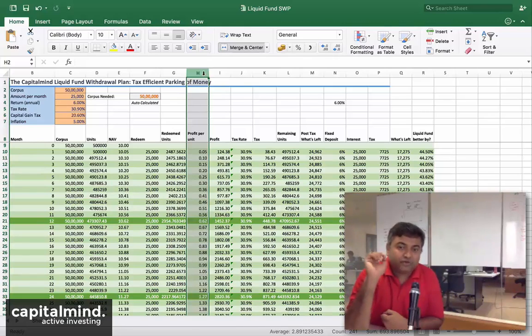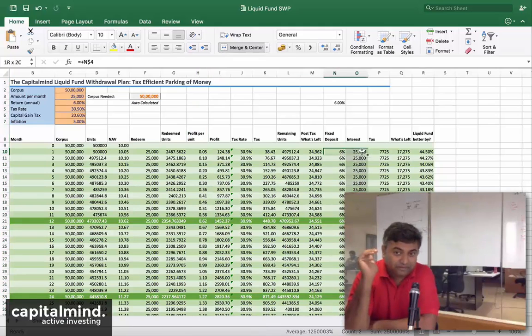There were a bunch of units remaining. So let's assume you take the tax out. What you've actually got left in your pocket is 24,962 rupees. This is an awesome deal. Why? Because in a fixed deposit with the same 6% return, you get an interest of 25,000. You're taxed at 30.9%. Your tax is 7,725 rupees.